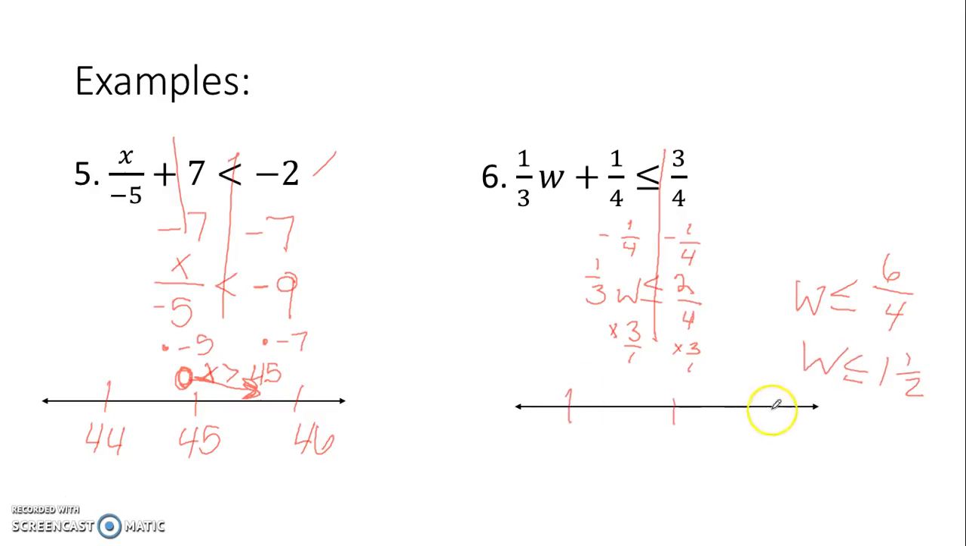How I would graph it is put a 1, 1.5, and 2. Okay, we know that it's a closed dot because it has the or equal to sign, or the line underneath the inequality. And since w is less than or equal to, less than goes to the left.